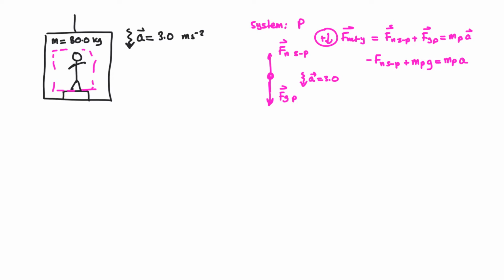I'm going to rearrange this. I'm trying to isolate for this, so I will add this to both sides and subtract this from both sides in one step, and I will get the magnitude of the force from the scale to person is going to equal the mass of the person times the magnitude of gravitational acceleration minus the mass of the person times the acceleration of the elevator. I'm going to factor out M_P, and I'm going to get g minus a this time instead of plus.